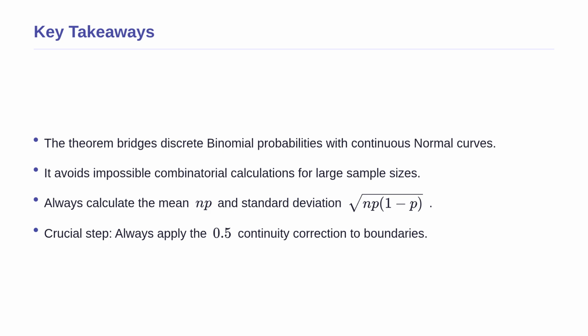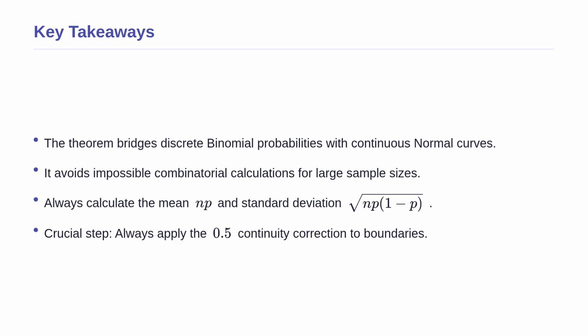We have covered a lot of ground today, so let us summarize the most important ideas. The De-Moivre Laplace Theorem is a powerful tool that proves a discrete binomial distribution smoothly morphs into a continuous normal distribution as the number of trials increases. This allows us to avoid impossible combinatorial calculations and instantly estimate complex probabilities using a simple bell curve.